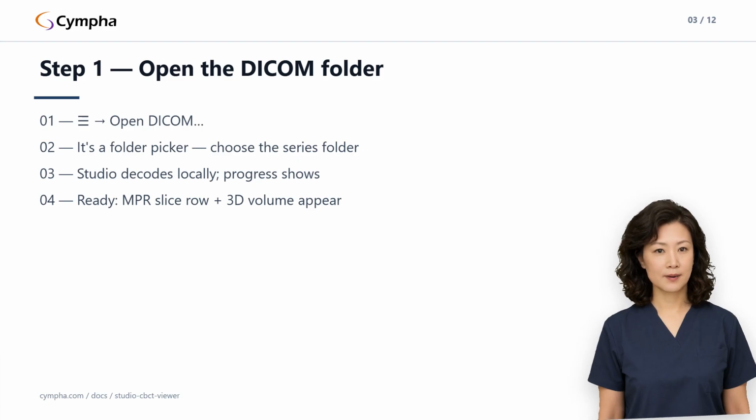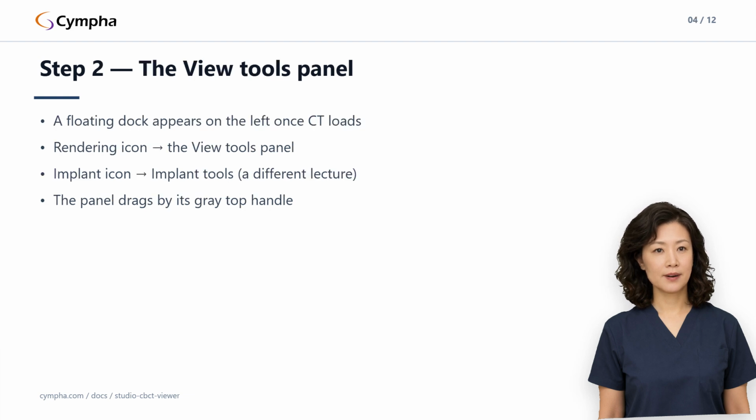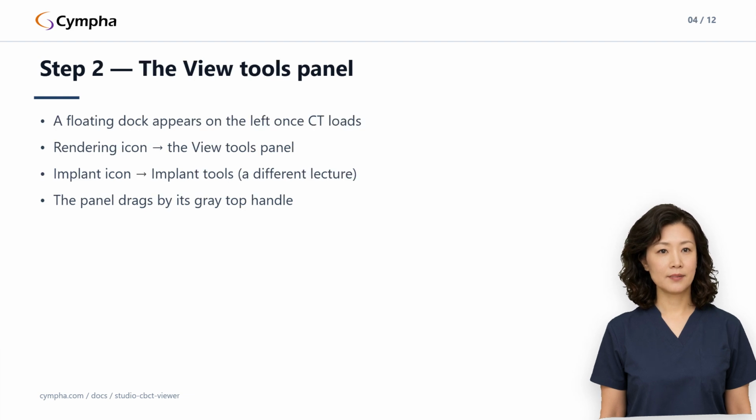If the panel lands somewhere inconvenient, grab the gray handle at the top and drag it out of the way. It floats, so park it wherever it doesn't cover the anatomy you care about. 2 dials do most of the work. Opacity runs from 0 to 1 and controls how solid voxels look above the threshold. Start around 0.8, lower it to see through dense bone, raise it to make the volume more opaque. The HU threshold slider runs from roughly -1000 up past 2000. Voxels above the threshold contribute strongly to what you see. Voxels below fade out.